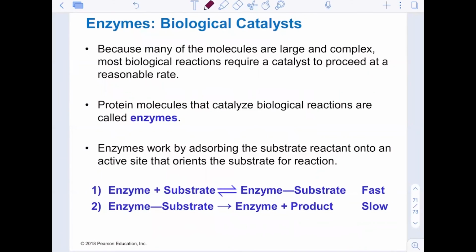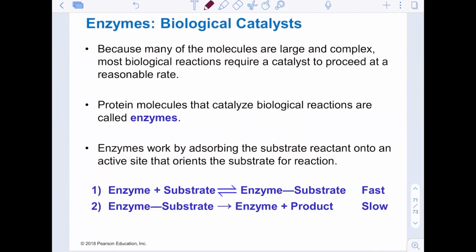Enzymes are our biological catalysts. Because many of the molecules are large and complex, most biological reactions require a catalyst to proceed at any reasonable rate. Protein molecules that catalyze biological reactions are called enzymes. Enzymes work by adsorbing the substrate reactant onto an active site that orients the substrate for a reaction, because most biological molecules are extremely complex. If we didn't have enzymes to help them orient themselves in the right way, we probably wouldn't be walking and talking right now, would we?